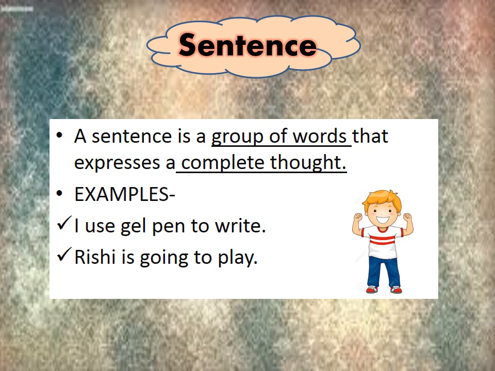So these are sentences. If these words get jumbled, for example, let's take the first one, I use gel pen to write. If it becomes gel pen I to write use, it becomes meaningless, though this is also a group of words. So if the group of words is meaningless, that is not supposed to be a sentence. If it is meaningful, if it expresses a complete thought, then only it will be called a sentence.